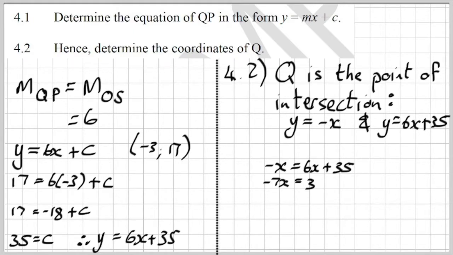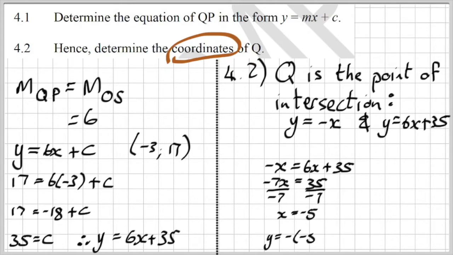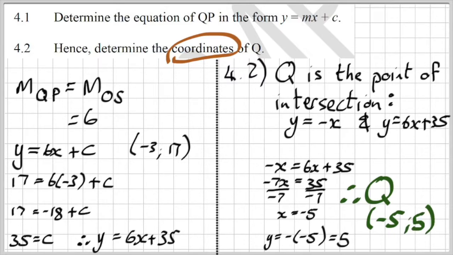Solving for x, I have x to be -5. Not done yet. We need a set of coordinates, so I need x and y. I'm going to substitute back. Let me choose the easiest one, y = -x, which gives me Q as being (-5; 5). Not that bad, ladies and gents. Not that bad at all.